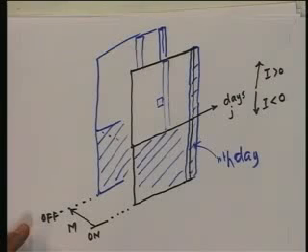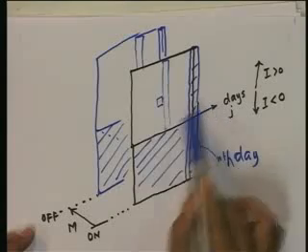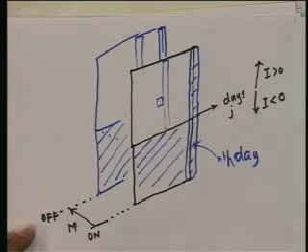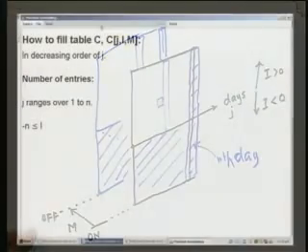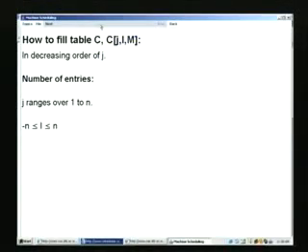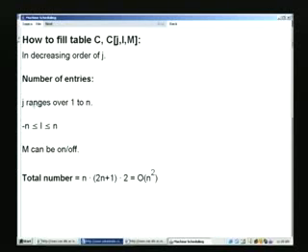The number of entries over here, let us just calculate that carefully. j ranges from 1 to n. I goes from minus n all the way to plus n, so there are 2n plus 1 values for i, and m can be on or off. So there are only 2 values for m. The total number of entries in the table is all possible choices for j, all possible choices for i, and all possible choices for m. So n times 2n plus 1 times 2, or O of n squared.